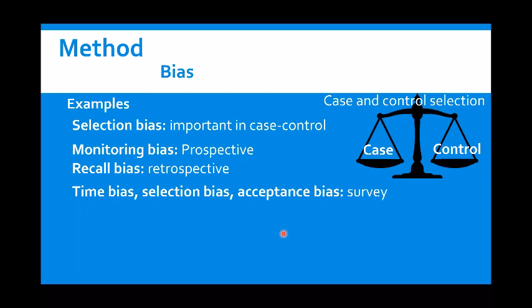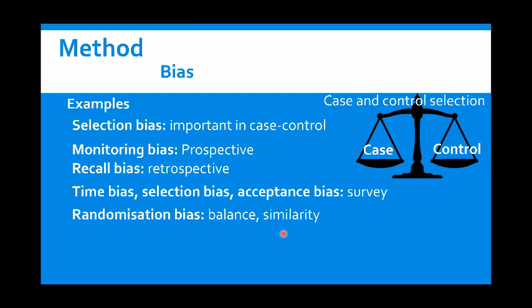Because you have to have a consent, sometimes you get acceptance bias. If you realize that there is bias in your research, you have to state it in your method. And then randomization, okay?